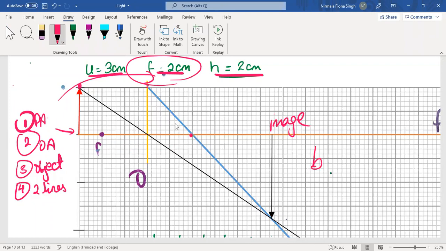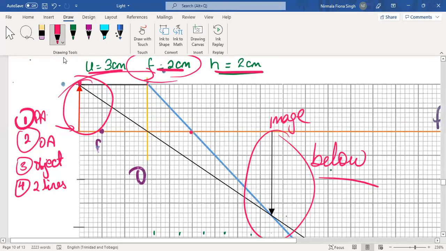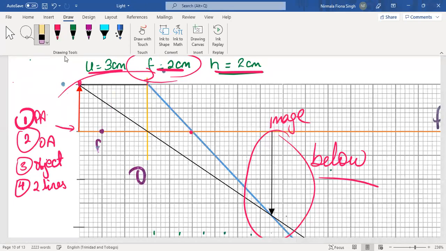Since your image is below your principal axis, it is obviously going to be upside down. So that means if it's upside down, your image is inverted. Here you can see, obviously you all can see that your image is larger than your object. So your image will be magnified. And if I wanted to describe the image, one ray of light leaves my object and forms my image.